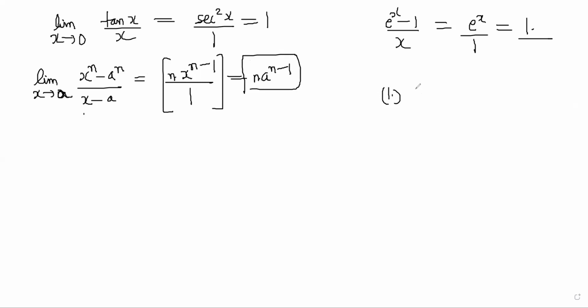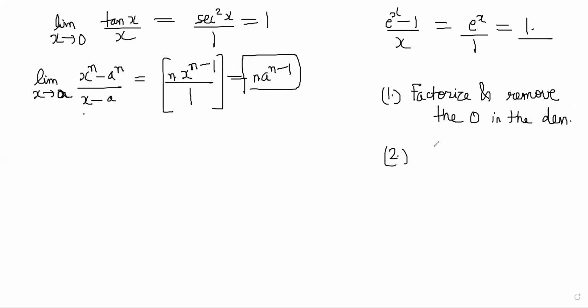Whenever you see a limit, you should think: is it possible to factorize and remove the problematic factor, remove the 0 in the denominator, right? Is it possible? Sometimes rationalization works.